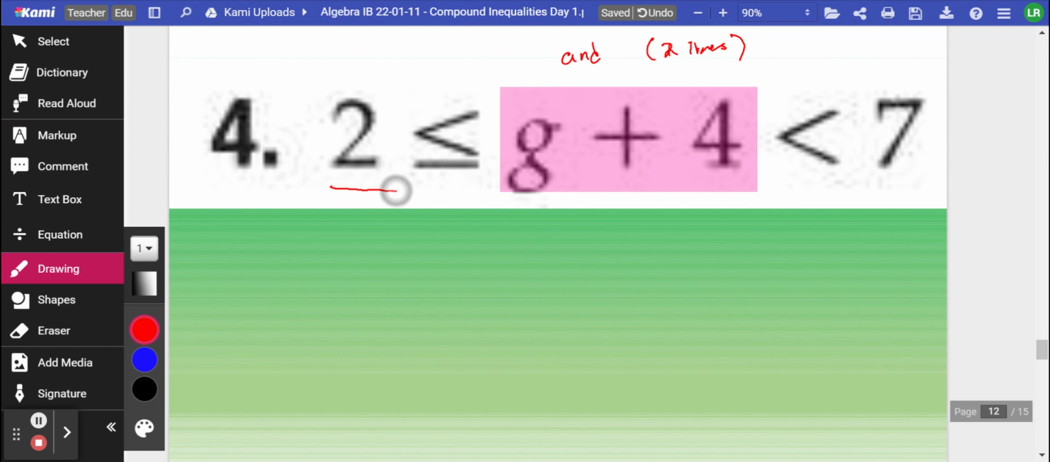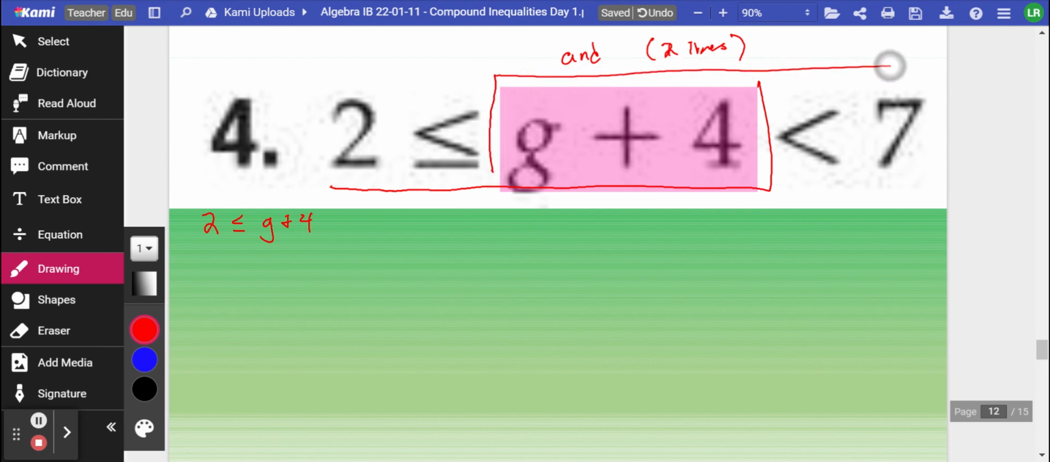Okay, so the first part takes the left and the middle together. So it'd be 2 is less than or equal to G plus 4. The second one takes the middle and the right side. So it'd be G plus 4 is less than 7.